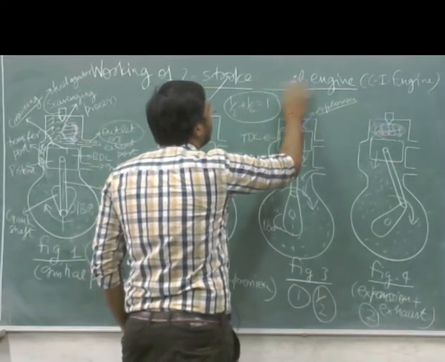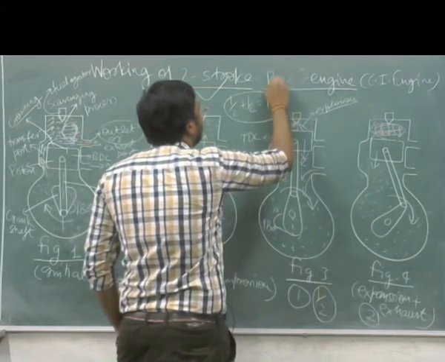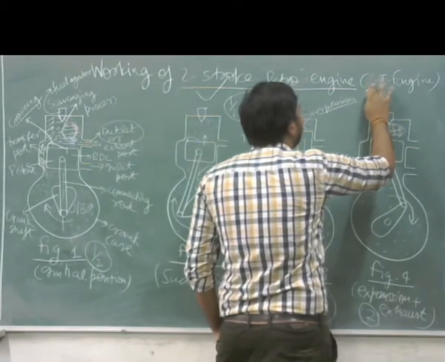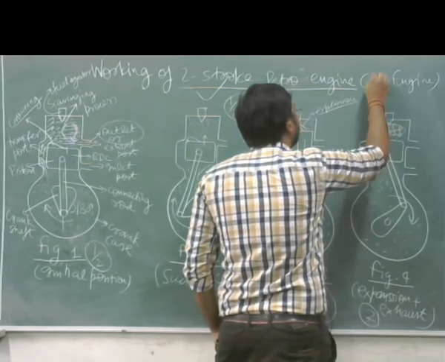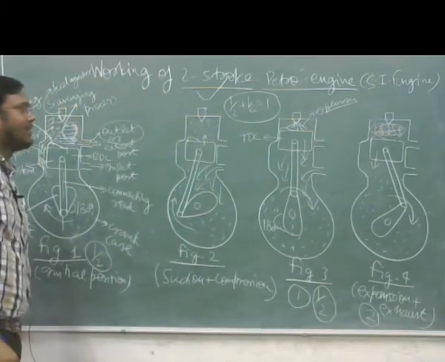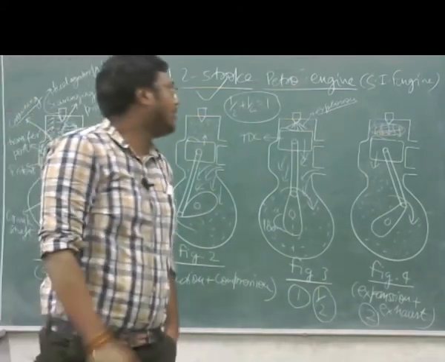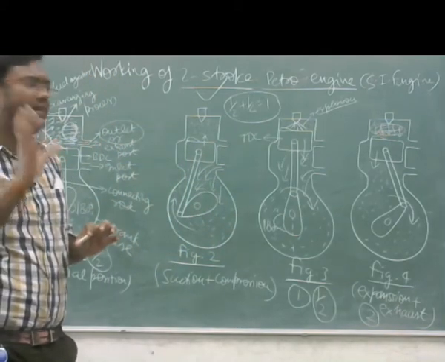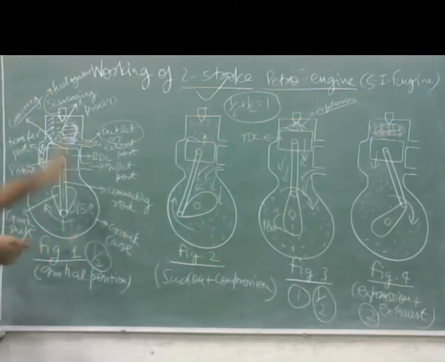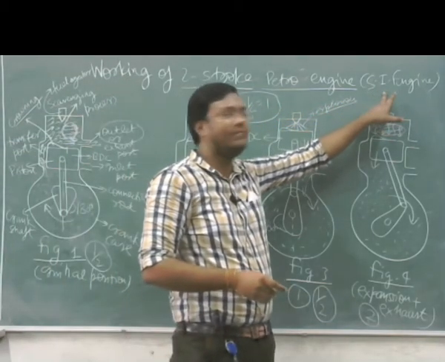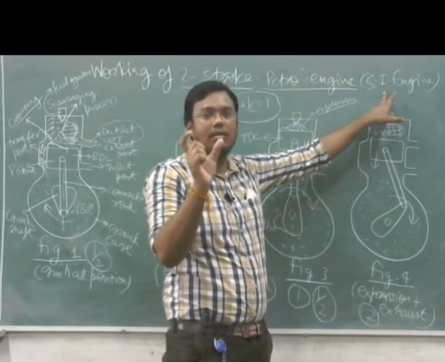Two-stroke petrol engine, or spark ignition engine. As in the previous class, I have explained that the working of the petrol engine and diesel engine is almost similar. There are some basic differences, which we can also understand here. First, the petrol engine is a spark ignition engine, which means we need some sparking action for the combustion of the fuel.